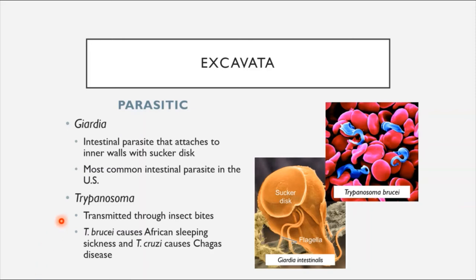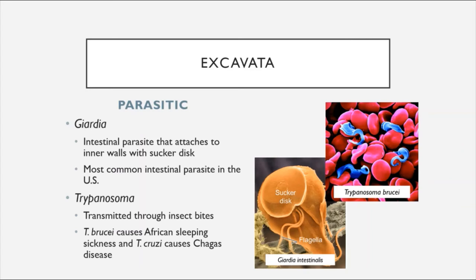Trypanosoma belongs to the same Excavata supergroup, but structurally they are quite different. These guys have this fluid undulating membrane that they use to flow throughout their environment. In this image right here, the red blood cells are the red circular objects, and then the trypanosomes are these light blue, artificially colored, undulating structures here.